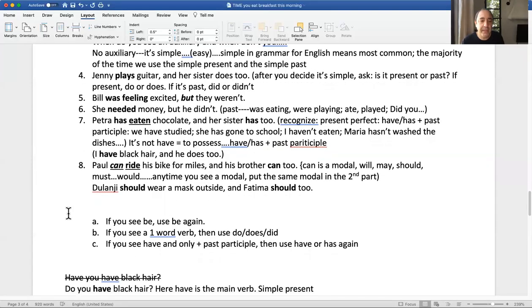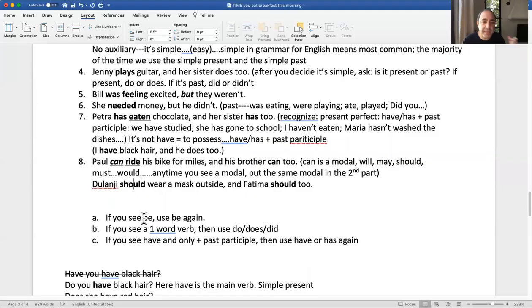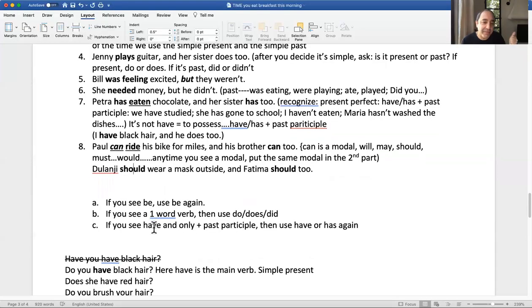So, in summary, if you see be, any form of the 10 forms, am, is, are, isn't, wasn't, were, use it again in the second part. If you see a one-word verb, she works, he cleaned, then you're going to use some form of do, either do or does, did, or the negatives. And if you see have, and only with a past participle, then you'll use have or has again.